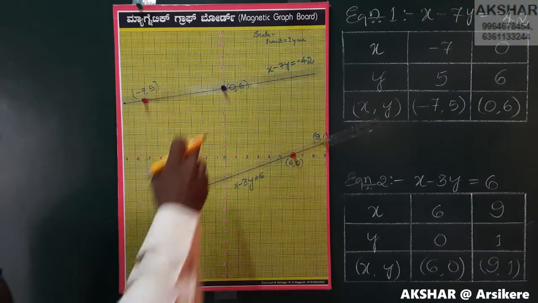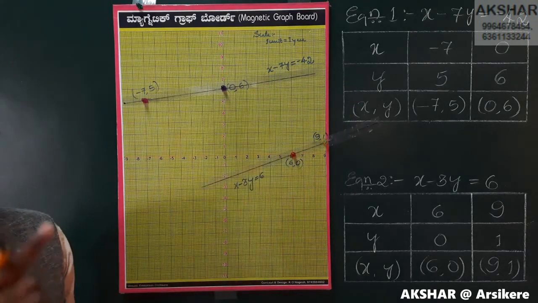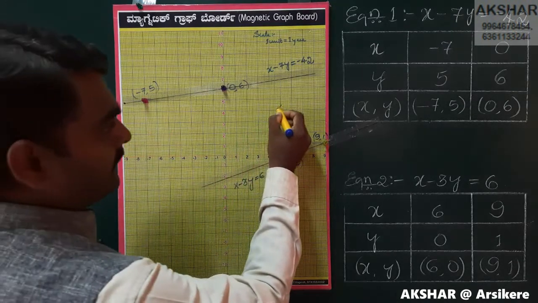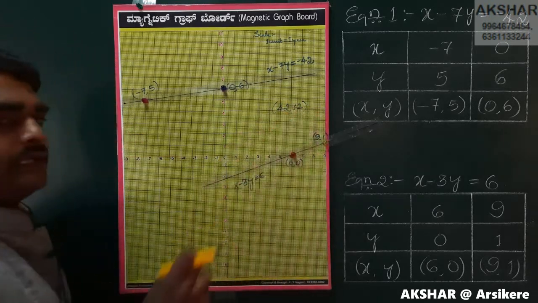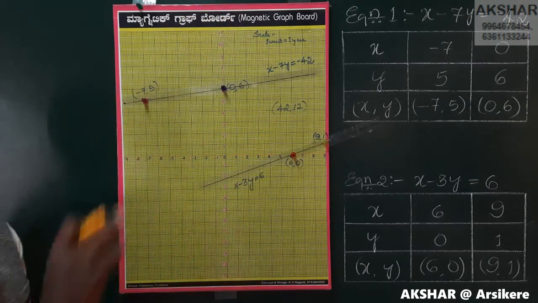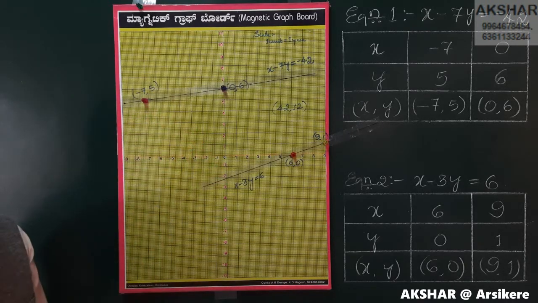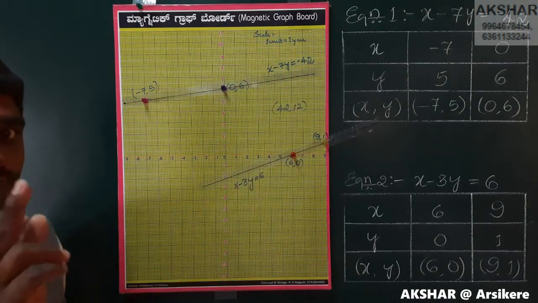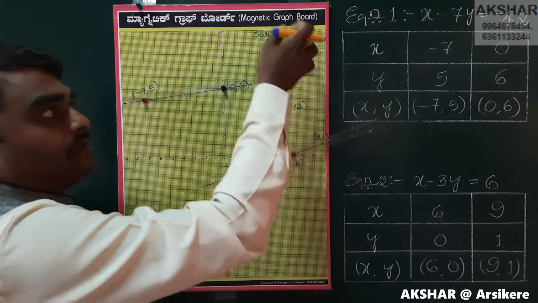Definitely, my dear children, these two lines intersect at the coordinate point 42, 12. 42, 12. Remember it carefully. 42, 12. At this coordinate point, these two lines intersect. Okay. Sir, here they are not intersecting. Yes. If you want the lines to intersect here, then you should change the scale. Remember, I told you before that scale is very important. See, I considered 1 unit equal to 1 year.